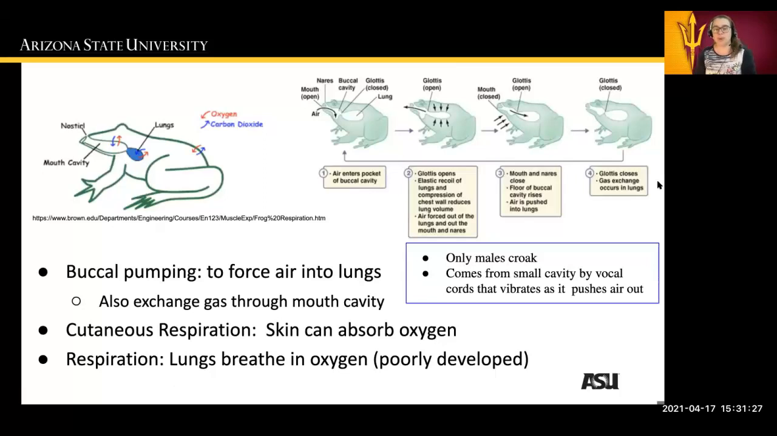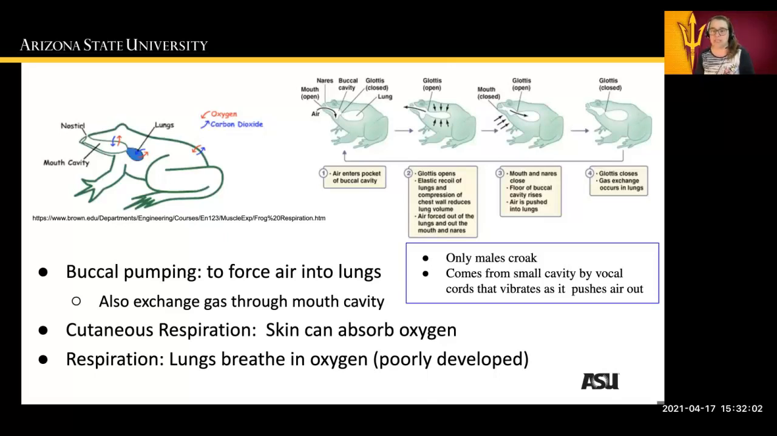Amphibians can breathe through three different mechanisms. First is cutaneous respiration, where the skin absorbs oxygen. And this can happen through the mouth cavity as well as through the skin. They also have respiration through their lungs, and their lungs breathe in oxygen, but their lungs are poorly developed. And so, although this does work as a mechanism for breathing, even easier for them is buccal pumping. Buccal pumping takes air in and then forces the air into the lungs from the buccal cavity.